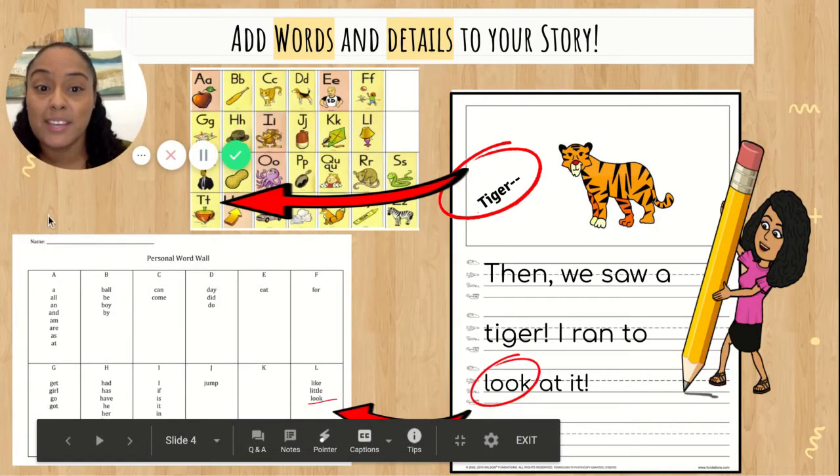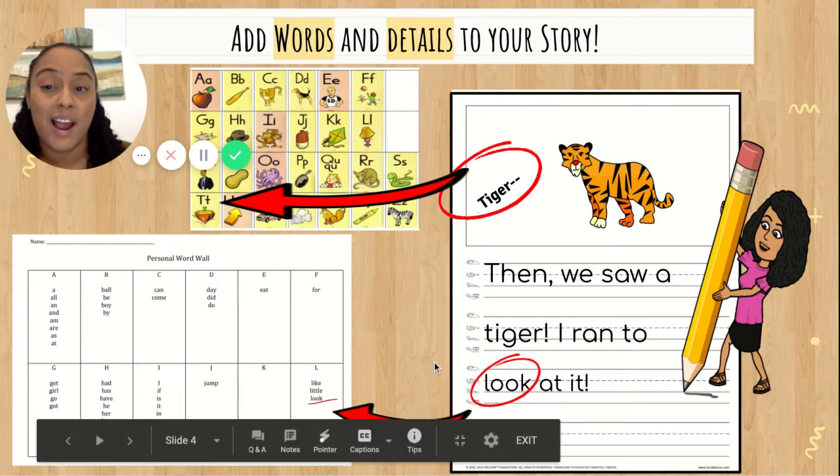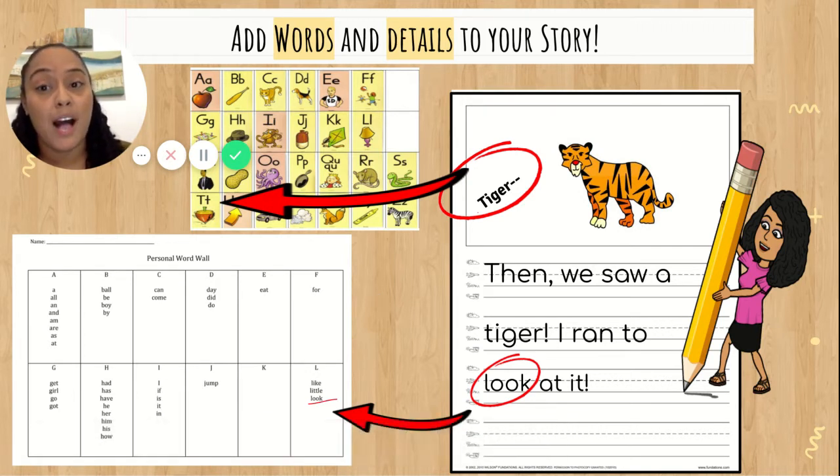For example, in this picture, I have a tiger. I really wanted my reader to know that I drew a tiger, so I used my alphabet chart to help me write the word tiger. Tiger. I looked at my chart, I found the letter T, and I said, that's the same sound.